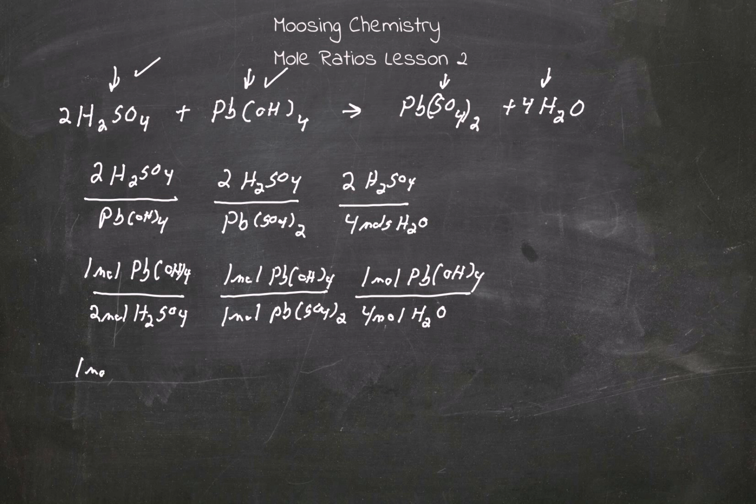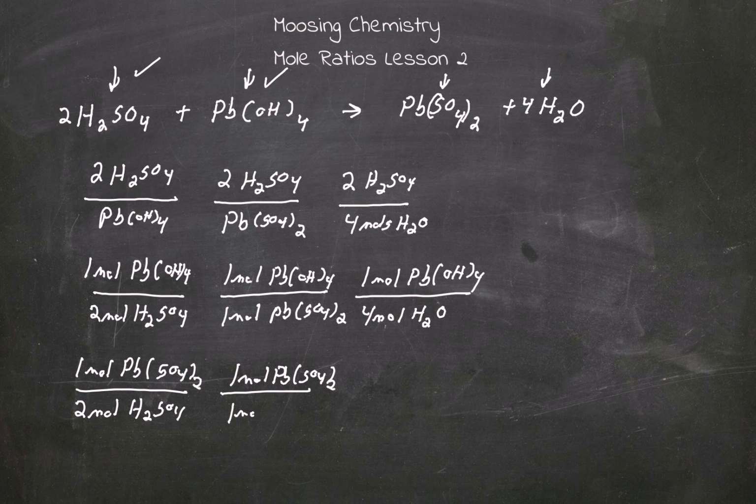We'll see 1 mole of PbSO4 over, and I just keep going, over 2 moles of H2SO4, 1 mole of PbSO4, of course, over 1 mole of PbOH4. You can start singing. You might want to start singing when you're doing this stuff because it kind of takes a while to do it. Alright, so 4 moles, of course, H2O.